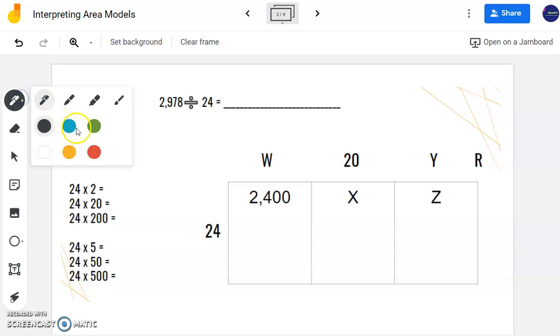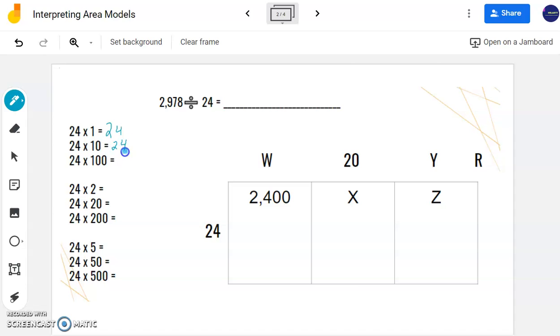The first thing is, let me do this in blue and first do my multiplication. So I see we have 24 times 1 is 24. And notice 24 times 10, well, 24 times 1 is 24, so 24 times 10 is 240. And 24 times 100 is 2,400. So again, hopefully you're noticing this pattern by multiplying by powers of 10. Then we have 24 times 2, which happens to be 48. And then 48 times 20 would be 480. And then 24 times 200 would be 4,800.